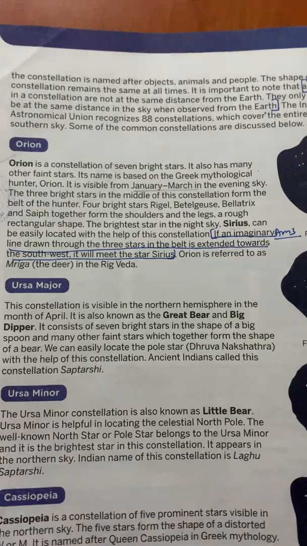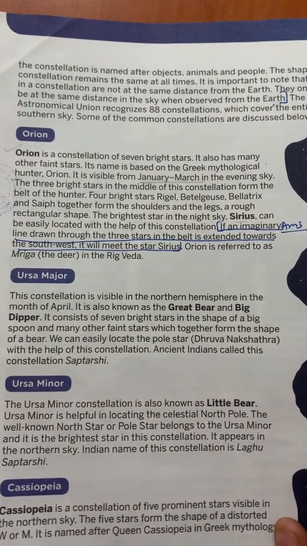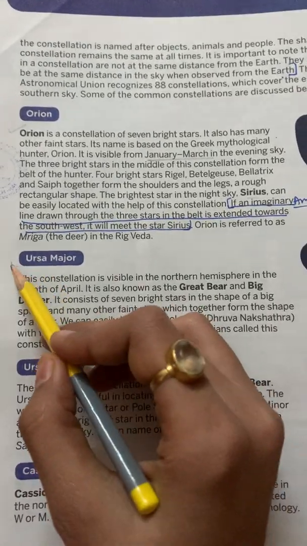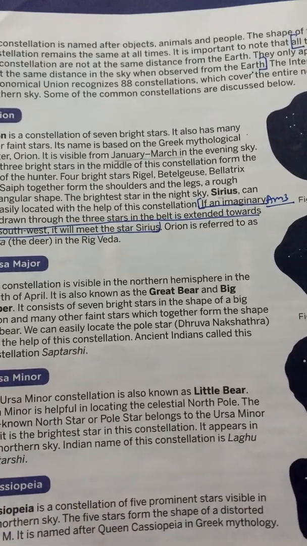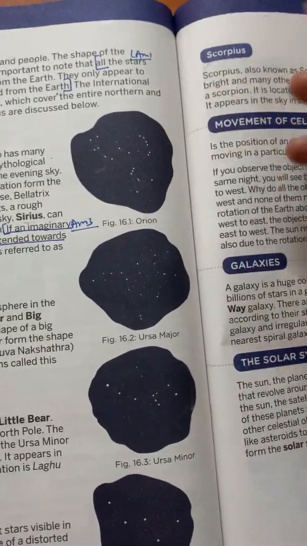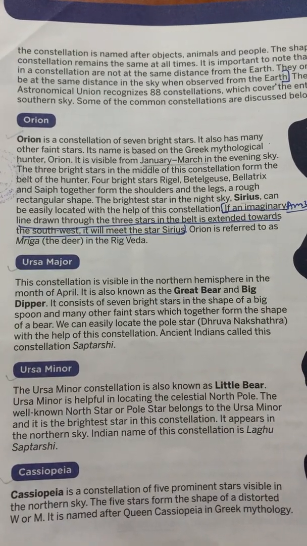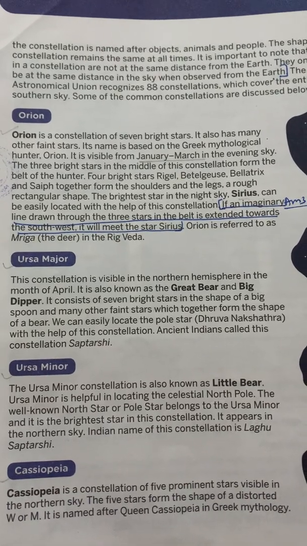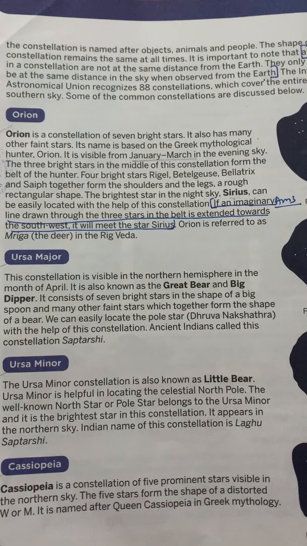Now you see, Orion is also referred to as Mriga, that is deer. Next are Ursa Major, Ursa Minor, Cassiopeia, and Scorpius. So these are the different constellations. Ursa Major is also known as Great Bear or Big Dipper, and it is visible in the northern hemisphere.